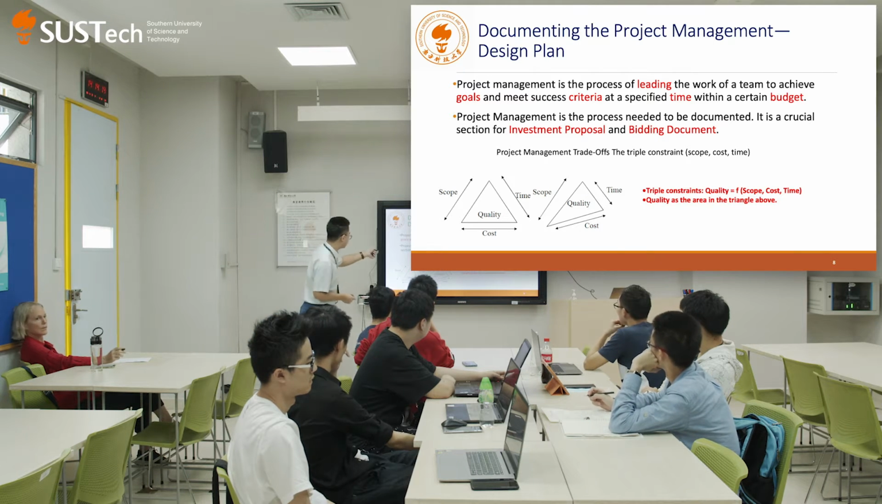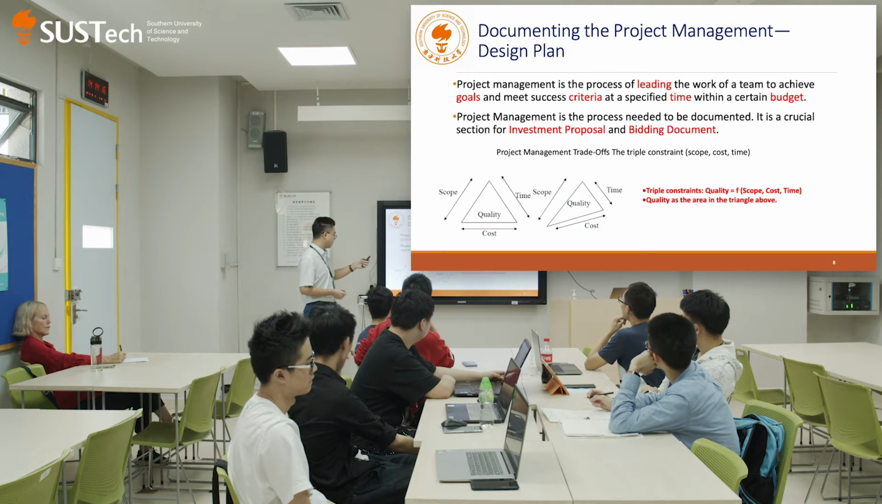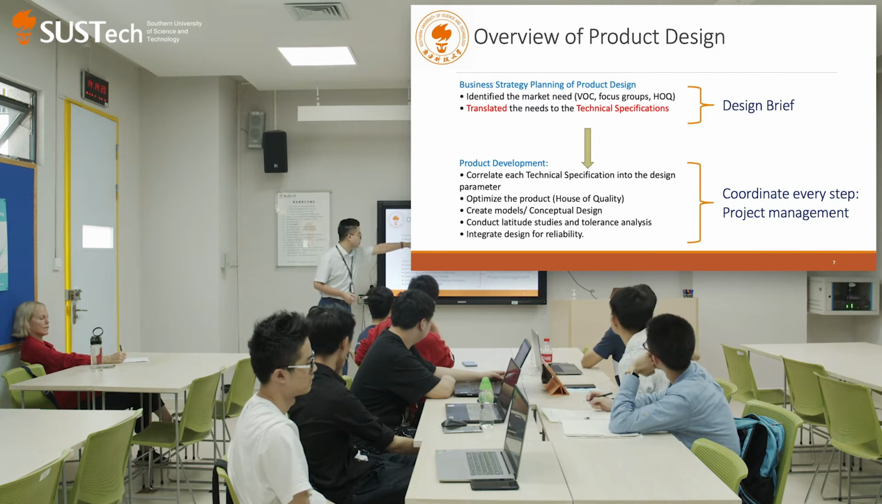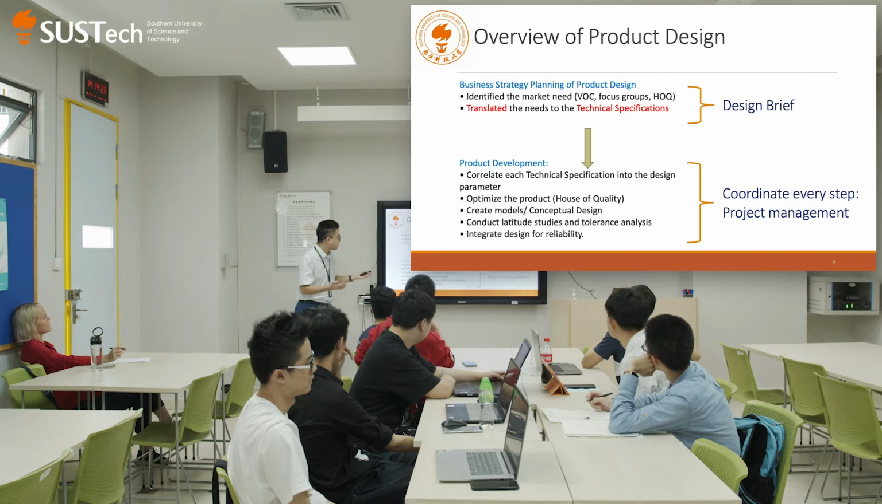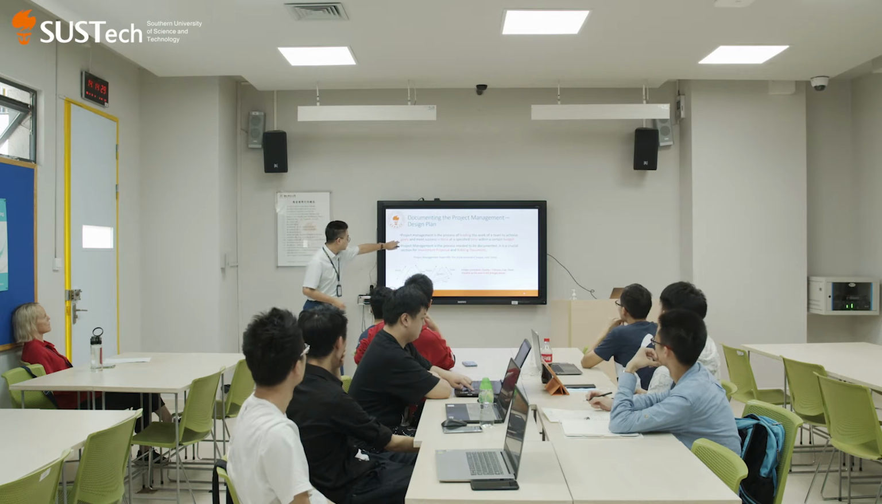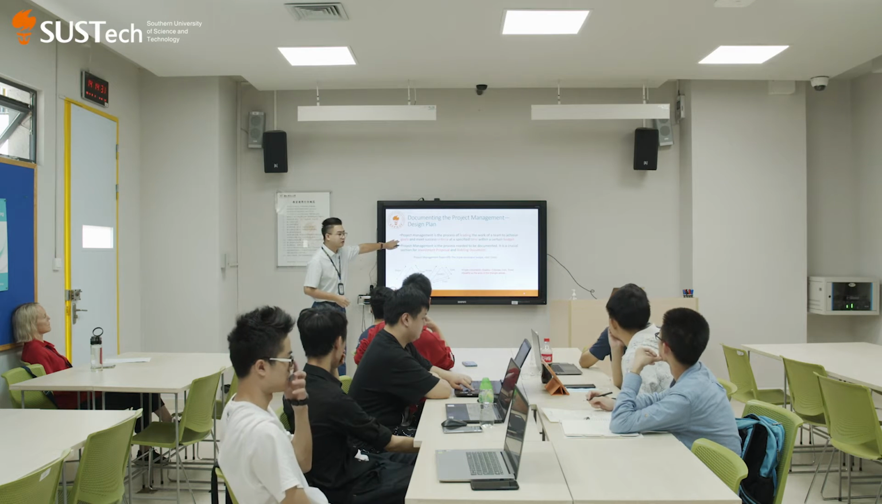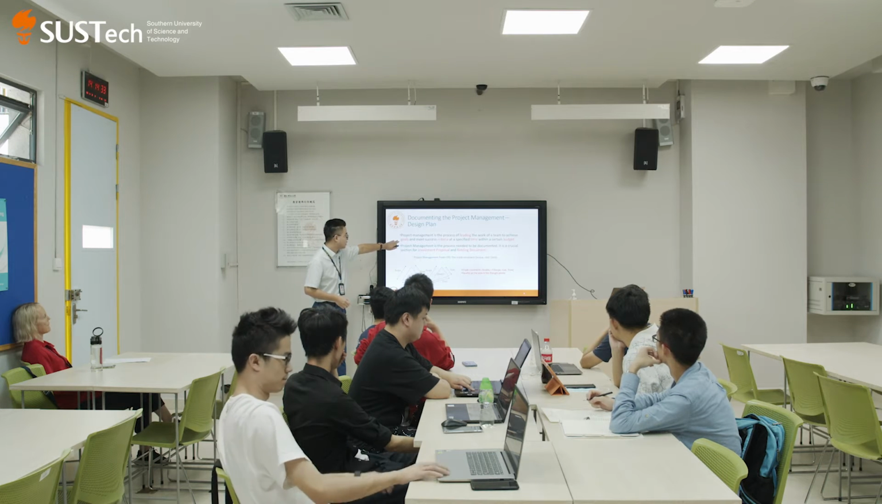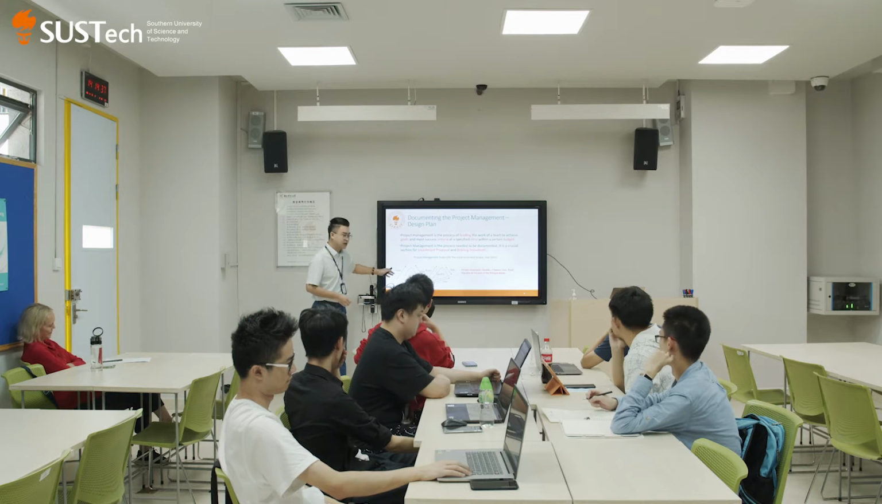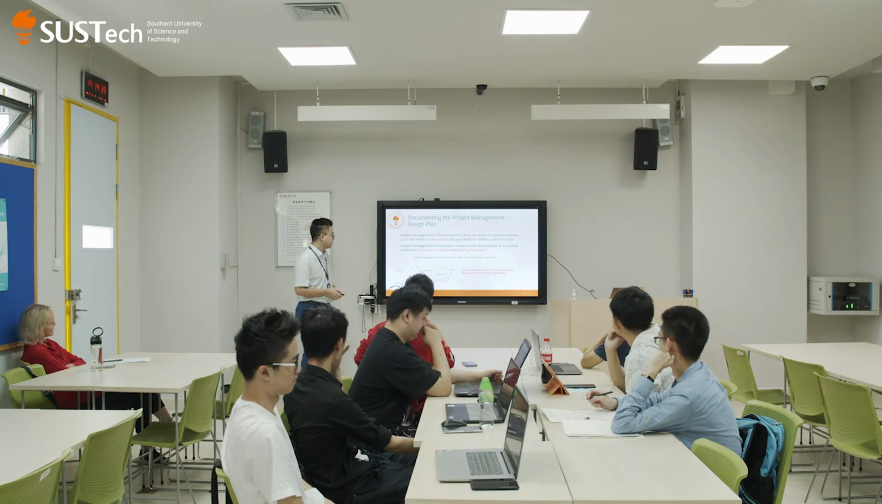So where do the goals come from? We have already defined the goals in the business strategy planning of the product design. So when we do the voice of customers, when we define the product functions, constraints, criteria, those are the goals that we generated at the front-end development stage, right? So we bring these goals, and then we start our product development.